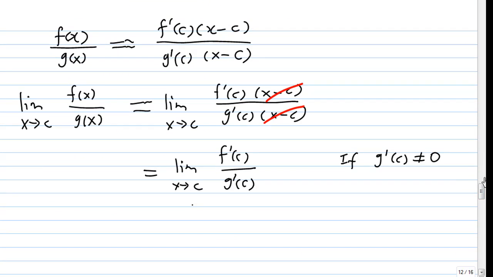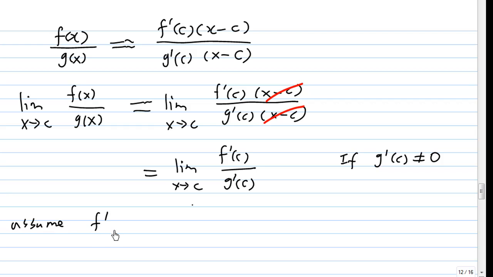Now let's look at the ratio. F of x over g of x will be approximately f prime c times (x minus c) over g prime c times (x minus c). As we take x approaching c, we can cancel x minus c because x is not equal to c. So we get the limit is f prime c over g prime c, provided g prime c not equal to 0.